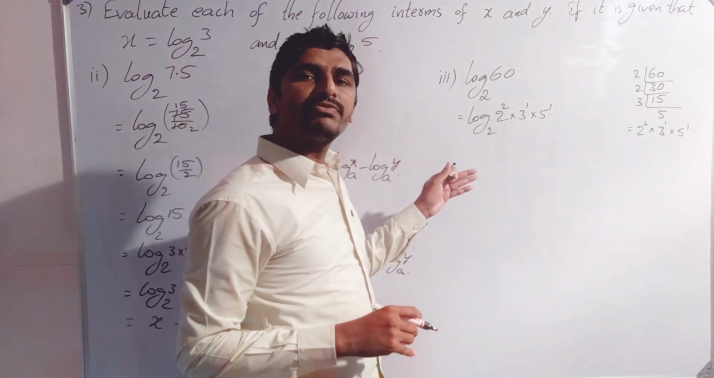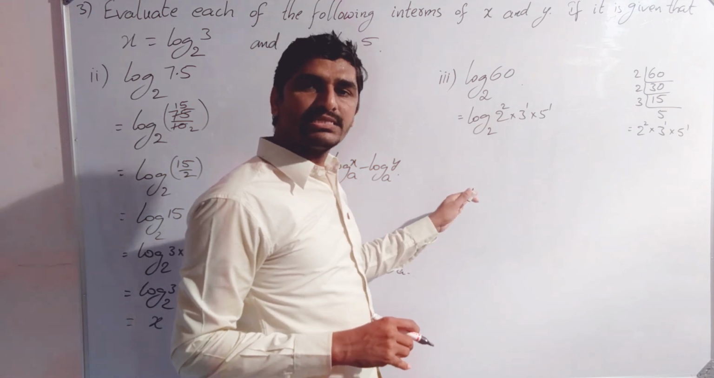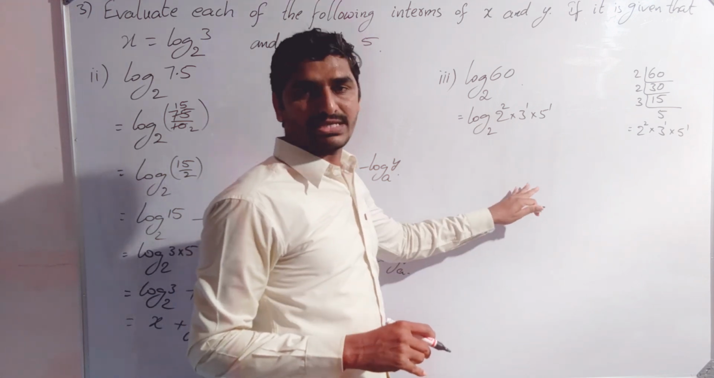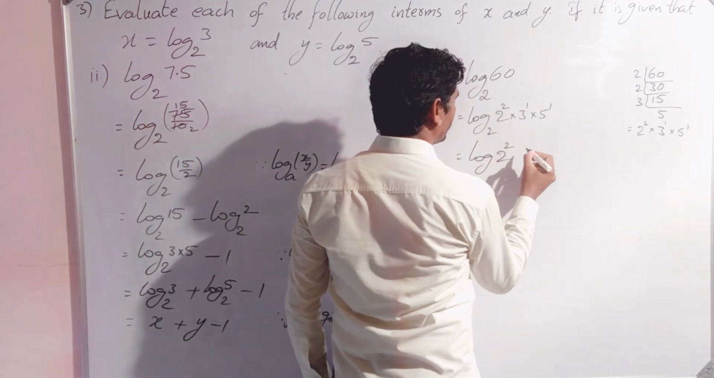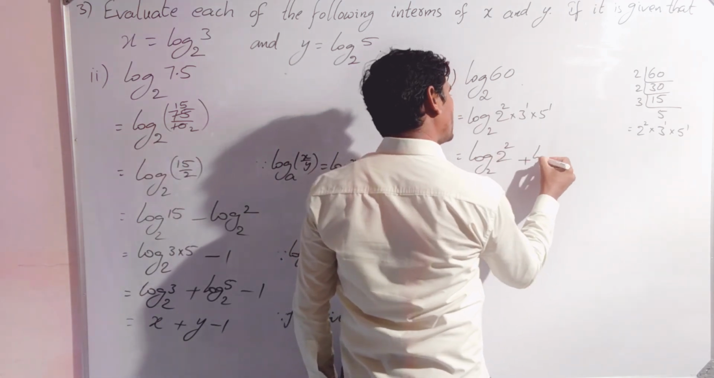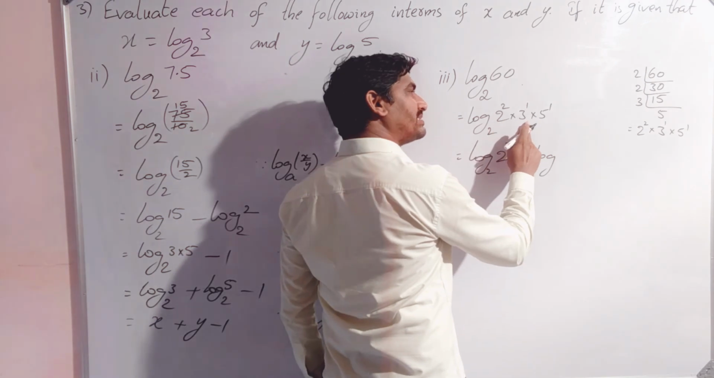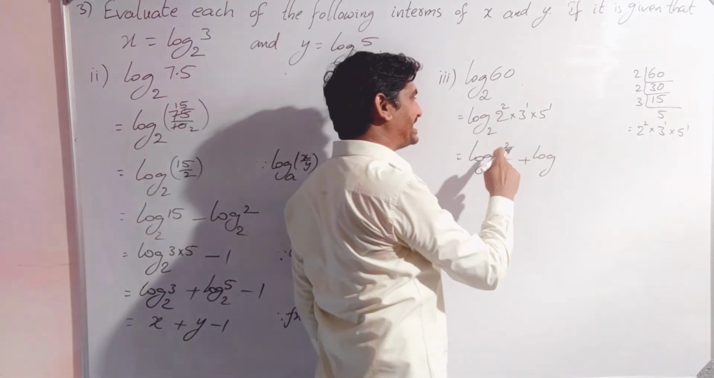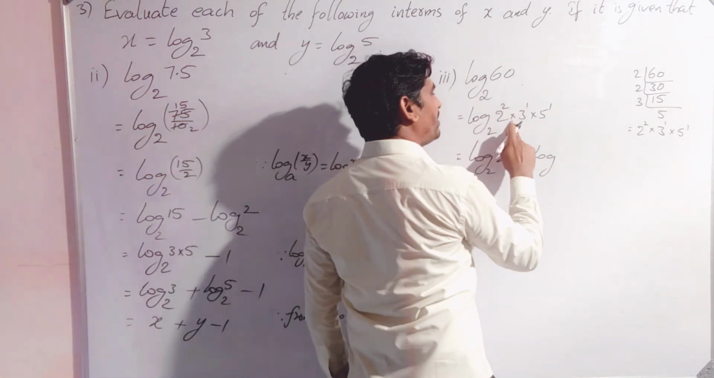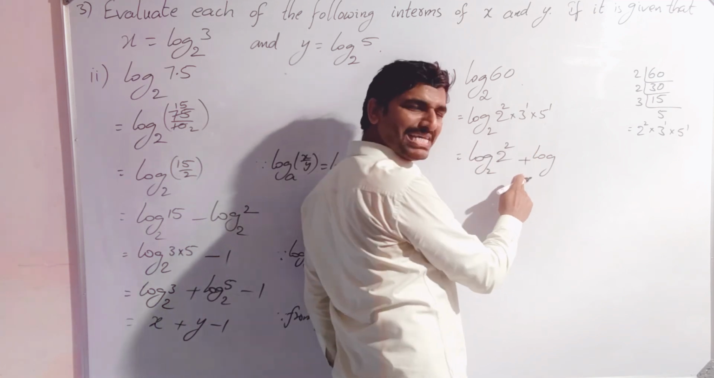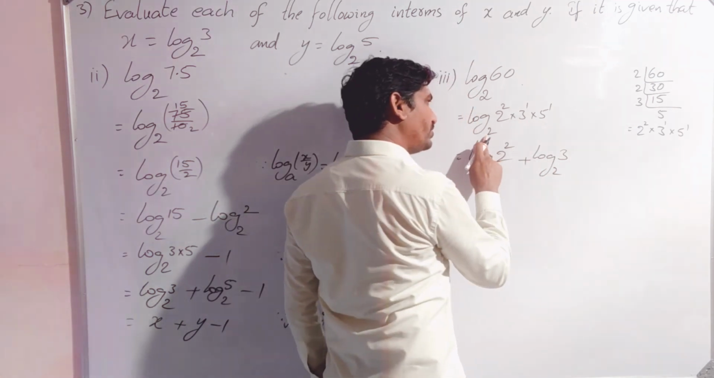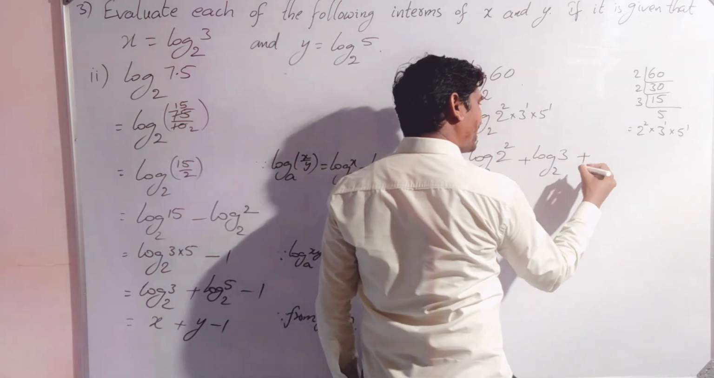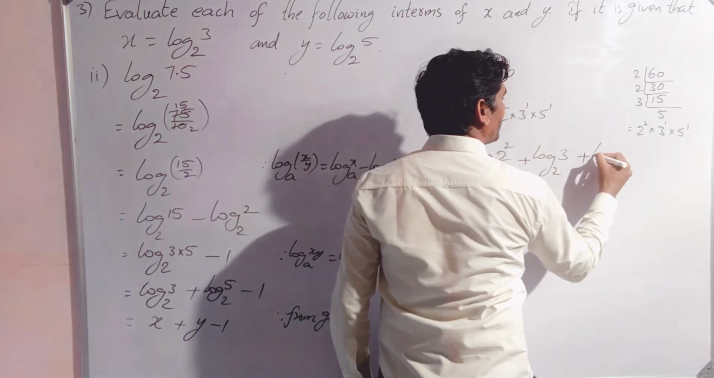Now the logarithm of x y z is log x plus log y plus log z. Like that we have to write. Logarithm of 2 square to the base 2 plus, first 2 square, next 3, next 5. Like that we have to split it. Logarithm of 2 square, multiplication becomes a plus, logarithm of 3 to the base 2, multiplication becomes a plus, logarithm of 5 to the base 2.